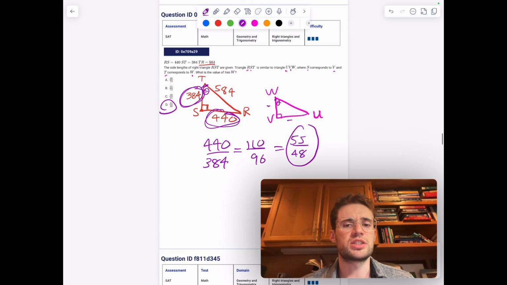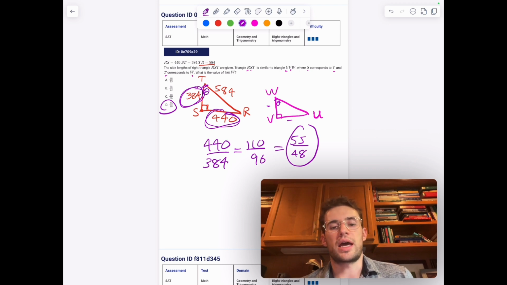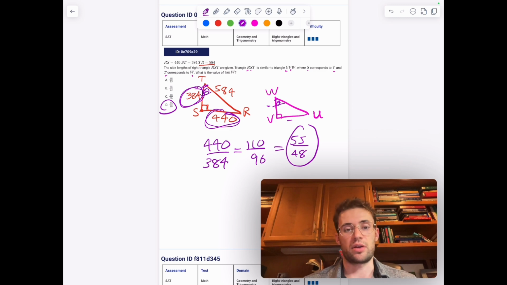The main thing here is just being able to figure out that S is the right angle, and drawing out the triangle like that, and then knowing that if they're similar, T would be the same angle as W, and they'd have the same tangent value.